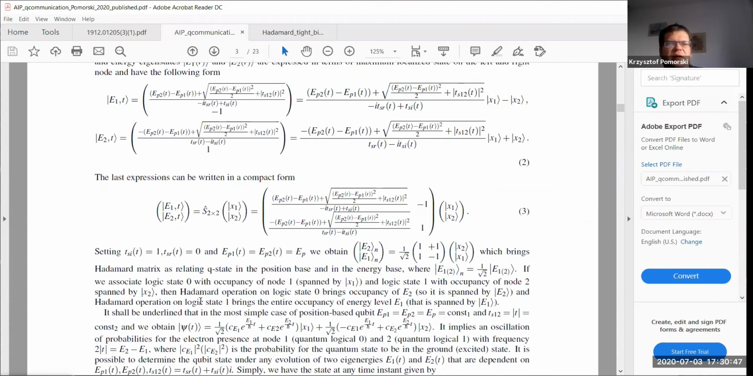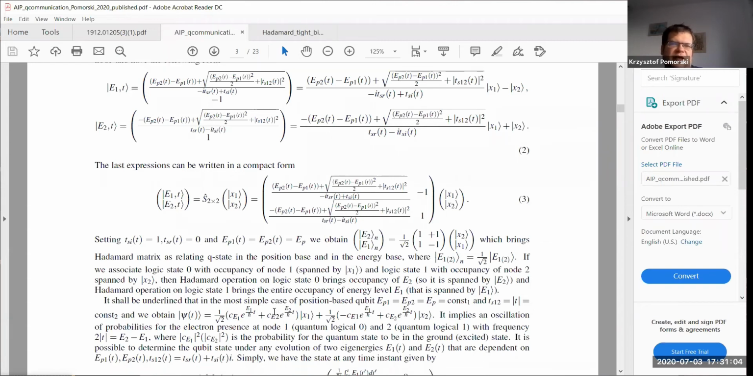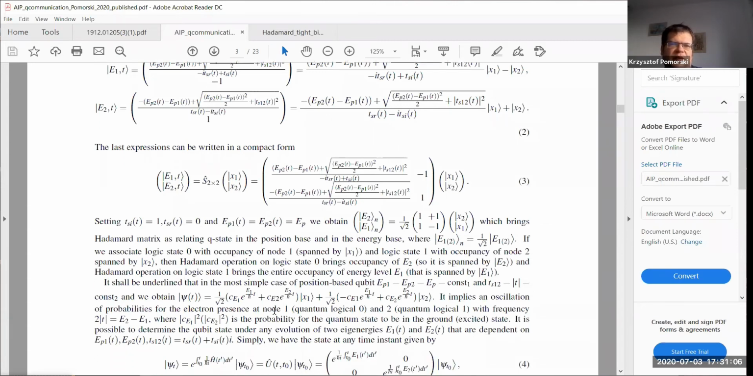And then we have these changes of the basis of the system. So basically we have eigenenergies E1 and E2, eigenstates E1 and E2, and then there is this matrix S that is acting. So this is the Hadamard matrix. It acts on such type of state.